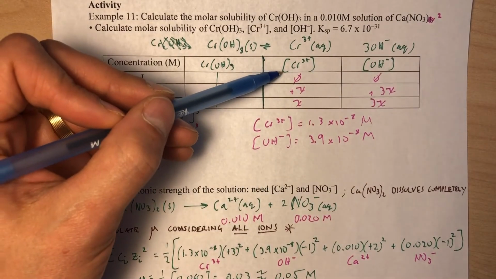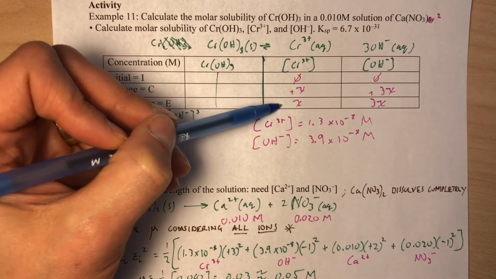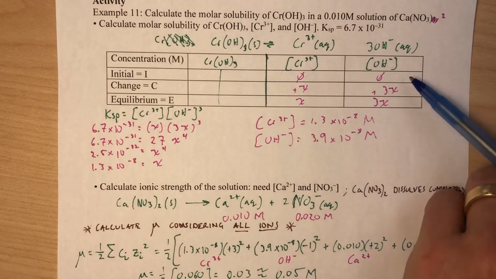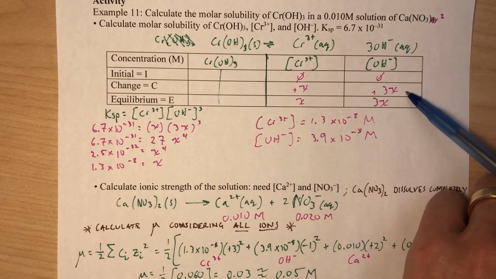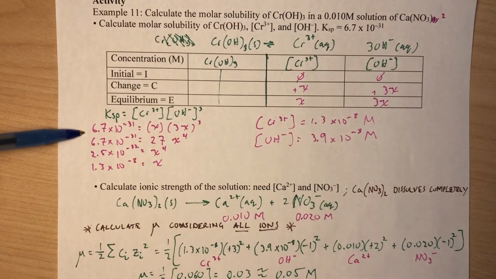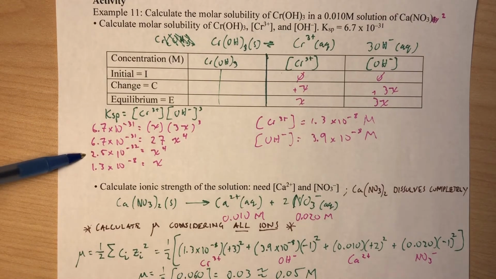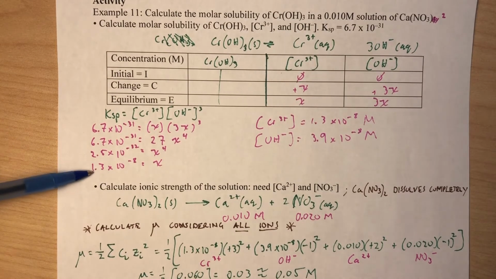So we have chromium 3 plus, it begins as 0, as does hydroxide. Chromium goes up by x and is x at equilibrium. Hydroxide has a coefficient of 3, so it increases by 3x to make 3x at equilibrium. We then use our KSP, which is equal to x times the quantity 3x cubed, which is 6.7 times 10 to the negative 31st, equals 27x to the fourth. We then divide by 27 on both sides and raise to the power of 1/4 to isolate x, and we get 1.3 times 10 to the negative 8th.